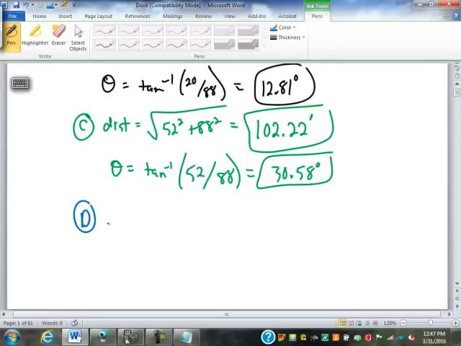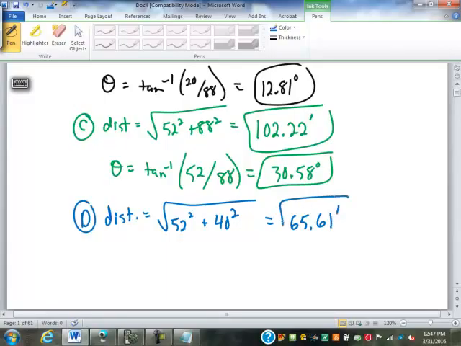Point D, the distance is the square root of 52 squared plus, not 52 squared anymore, is it? It's 40 squared plus 88 squared, right? No, other way around. It's 52 and 40. There we go. Thank you. Which gives us what? 65 point what? 60 or 61? 61. Okay, we'll go 61.